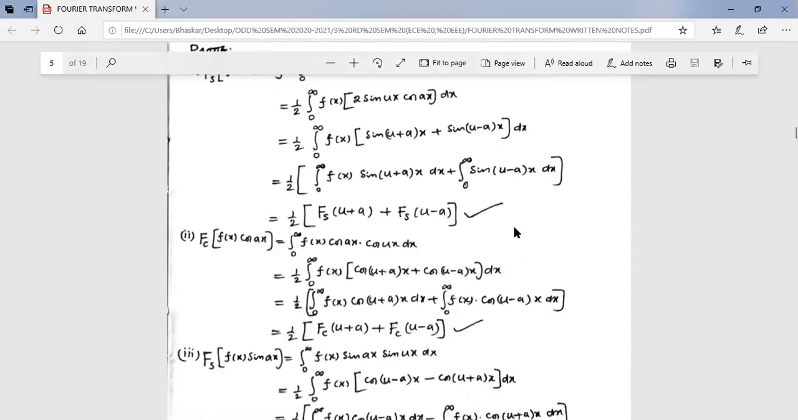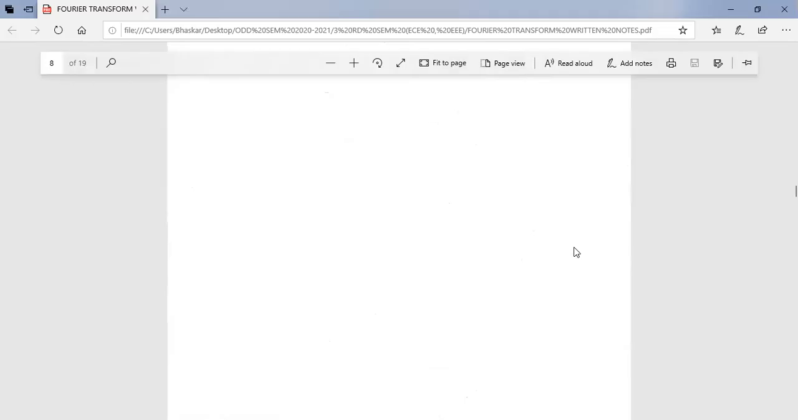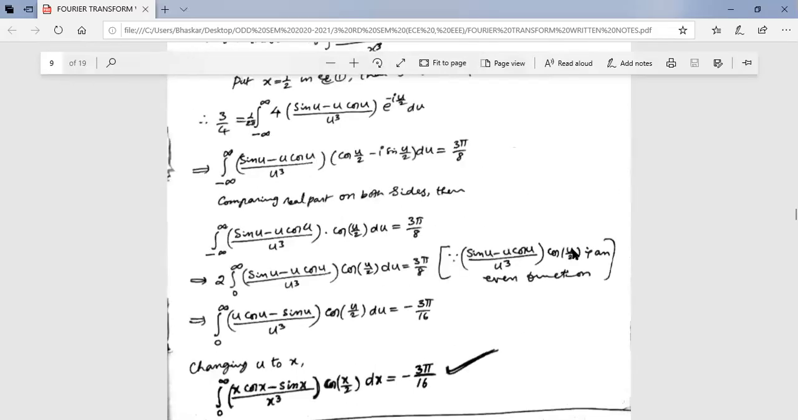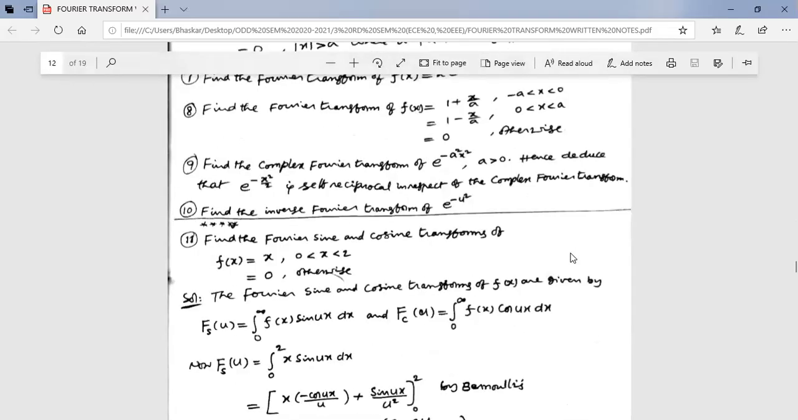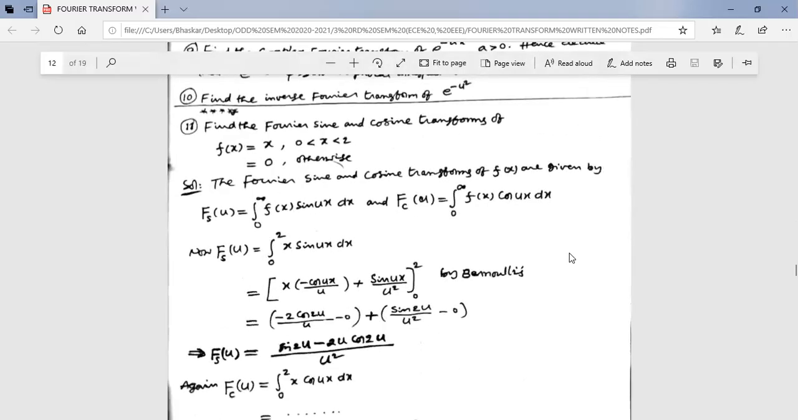Okay. Now we are going to see what the different types of functions are. For the different types of functions, how can you find the Fourier cosine and sine transform? We are going to see that now. You see the concept over here.